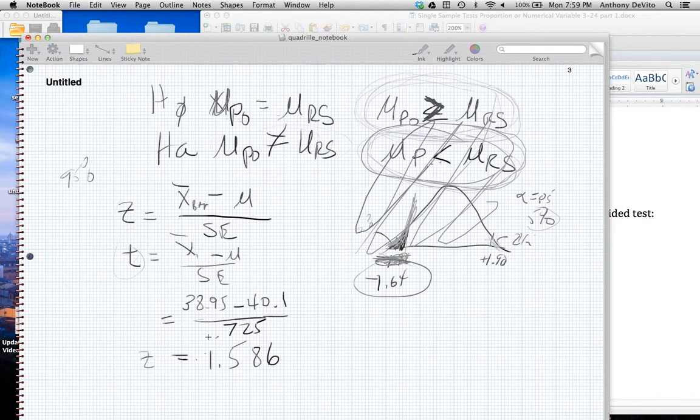If that's my Z score, how do I figure out whether I can reject the null hypothesis? What does my p-value have to be in order for me to reject my null hypothesis? It has to be less than 0.05. In order for me to reject the null hypothesis, p has to be less than alpha, which is 0.05. So let's look that number up on the Z table.